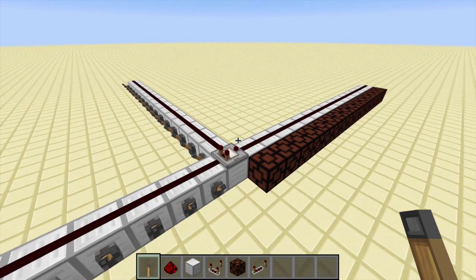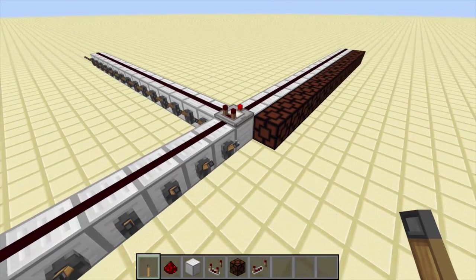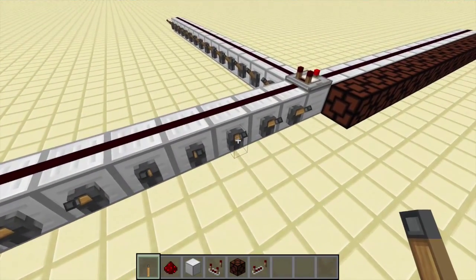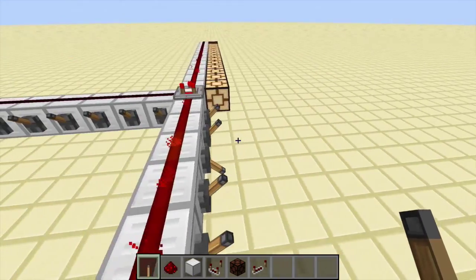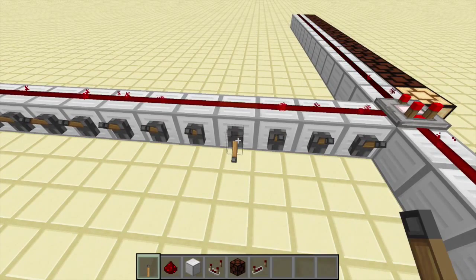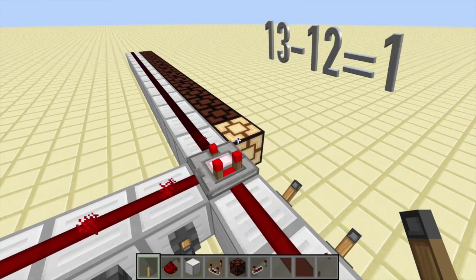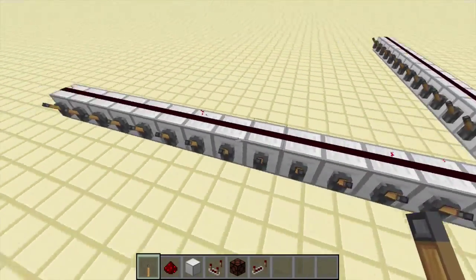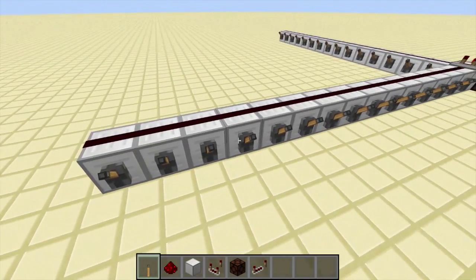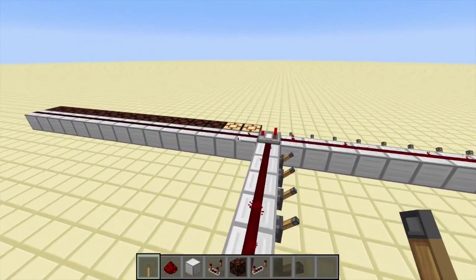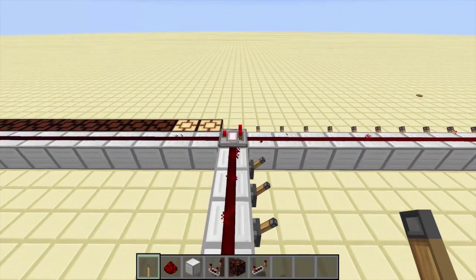So the next mode we're going to take a look at is the subtract mode. It basically subtracts the side signal from the back signal. That means, for example, we can input 13 right here, and now we can do 13 minus 12, for example, and we'll get 1, because 13 minus 12 is 1. And with this technique, we can just calculate everything. So, for example, we can do 4 minus 2 equals 2. And that's basically what the comparator does in subtract mode.